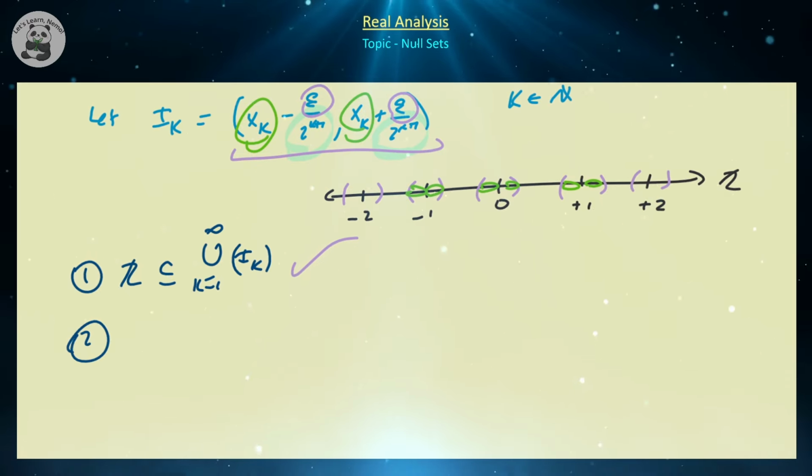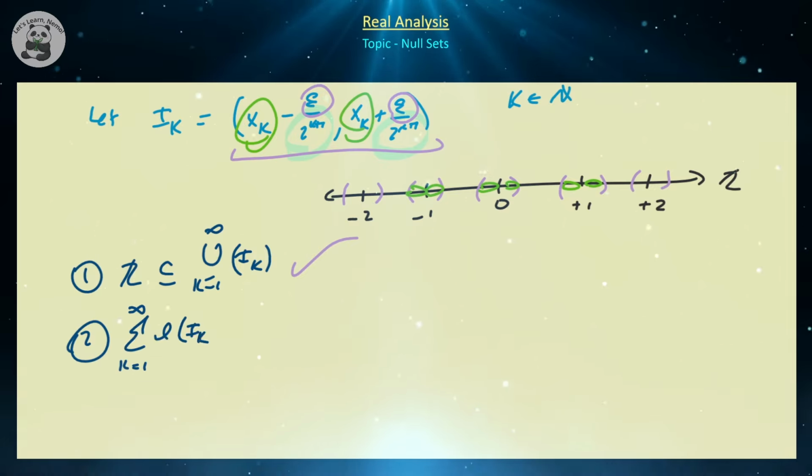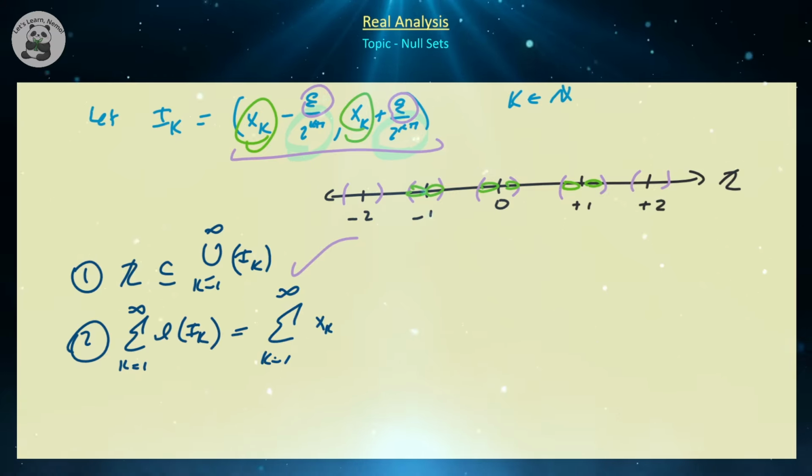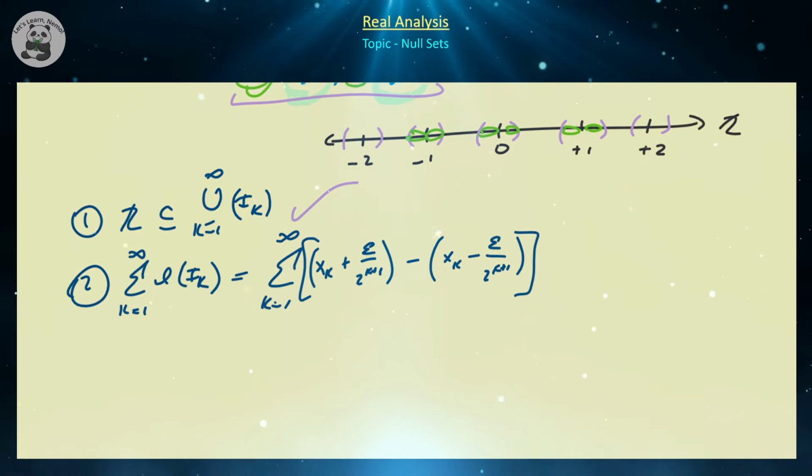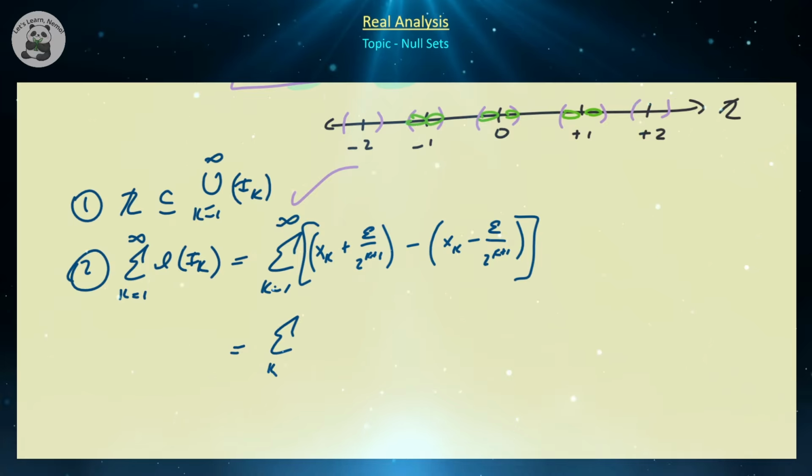So let's make sure that the length property is also satisfied. We need to sum from k equals 1 to infinity the lengths of each of them. So the length of I_k is going to be equal to the sum from k equals 1 to infinity of b_k minus a_k, which is x_k plus epsilon over 2^(k+1), minus x_k minus epsilon over 2^(k+1). Notice regardless of the interval we're on, those x_k's cancel, and we're just left with the sum of epsilon over 2^(k+1) minus negative epsilon over 2^(k+1). So we have 2 of those epsilons over 2^(k+1).